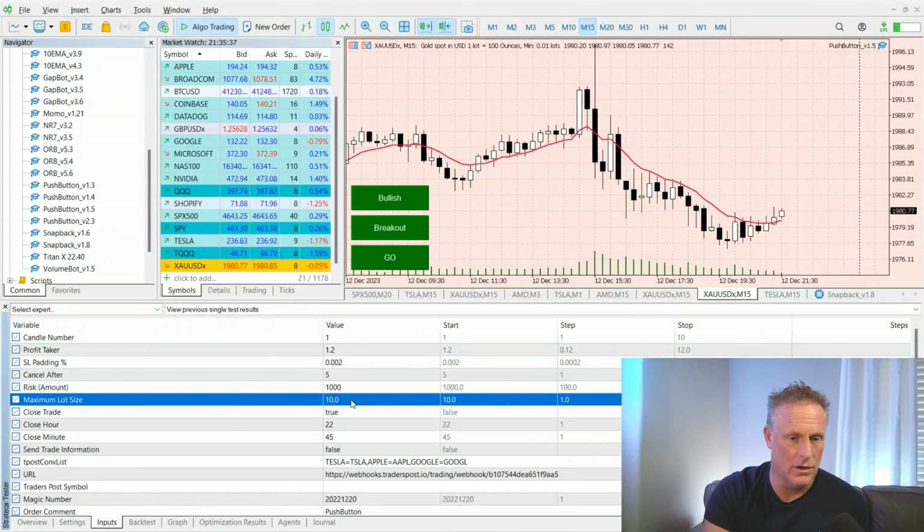And then finally, there is the max lot size, which is different when it comes to CFDs. There are different asset classes that have different rules. Different brokers have different rules. So there are different things you can do there.